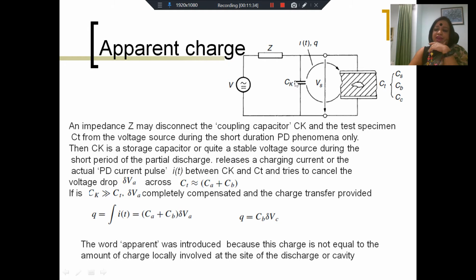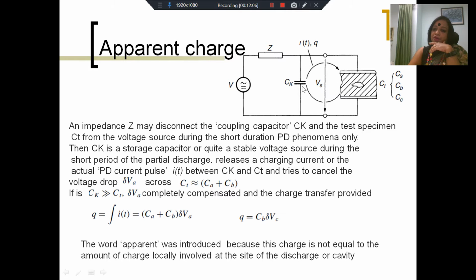So Ck therefore acts as a storage capacitor. Initially from the supply, Ck will be charged to its maximum voltage. Let's say that is Vs, and this behaves like a storage capacitor or a temporary voltage source during the short period of the partial discharge. So what happens is charge begins to build up across Ct, and when the breakdown voltage is reached, Ct will discharge. When Ct discharges, a current It flows through the circuit.